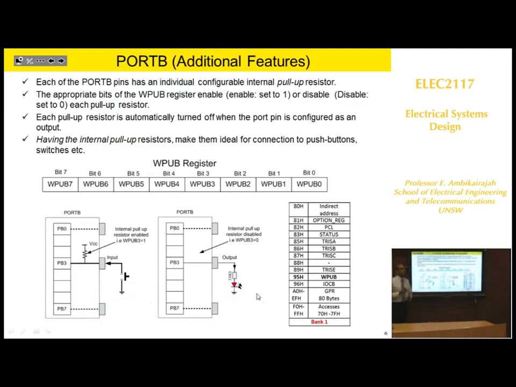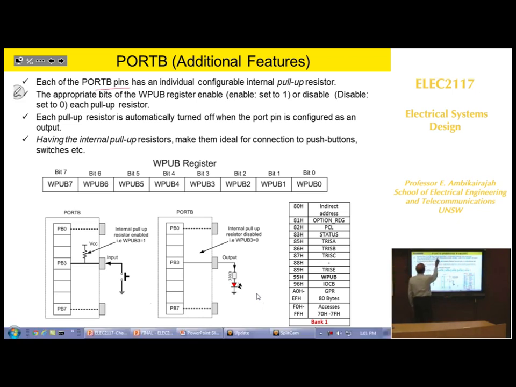Port B also has some other features, and I just want to explain that to you. Each port B pin has an individual configurable pull-up resistor. You can use internal resistors or external resistors. It is controlled by this particular location, which is in bank 1, called WPUB.